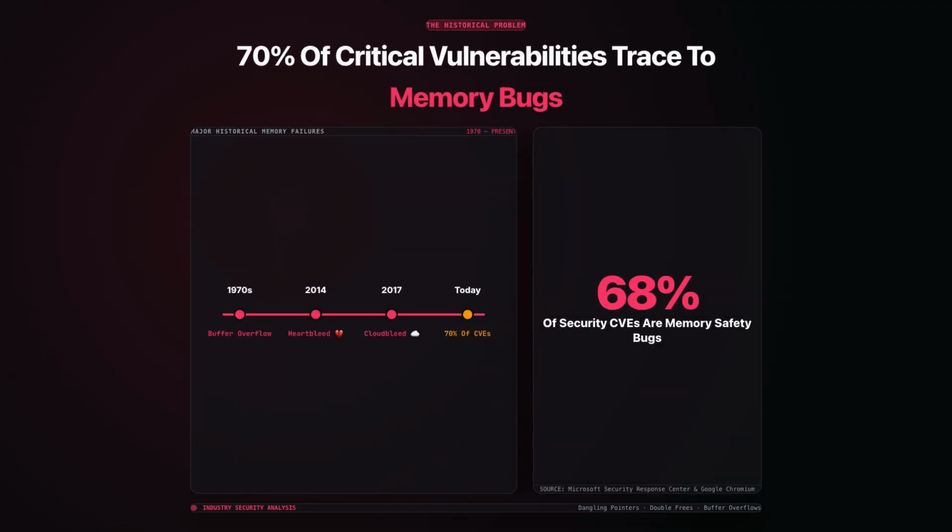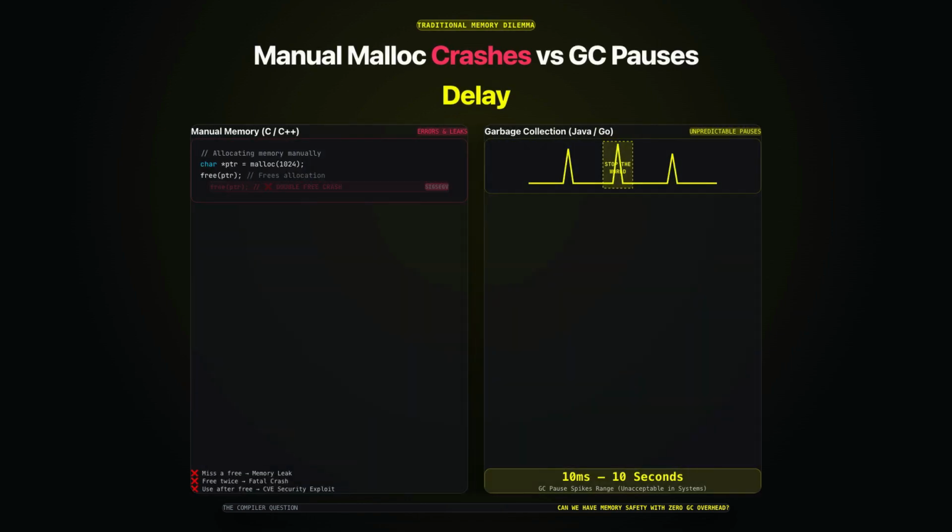Every major system crash, every security breach, every late night pager, most of them trace back to one thing: memory bugs. Over 70% of security vulnerabilities in major system code bases are memory safety bugs. In C and C++, you manage memory manually: malloc, free and pray. Miss free, memory leak, free twice, crash, use after free, security vulnerability. In Java, Python or Go, a garbage collector cleans up for you, but it pauses your program, sometimes for seconds.